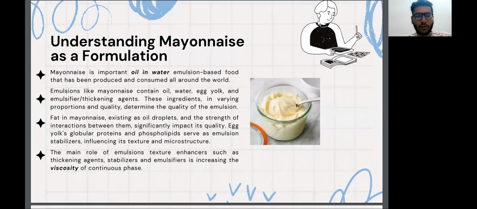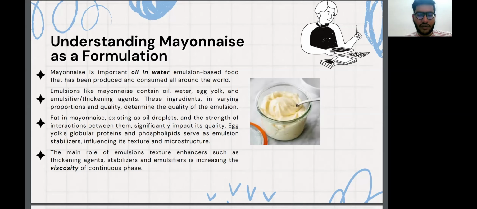Typically, about 65 to 70% of mayo is composed of only vegetable oils, making it a very unhealthy product to use in daily life. The globular proteins and phospholipids present in the egg yolk act as natural stabilizers in the mayonnaise, which increases the viscosity of the continuous phase and helps improve the texture of the formulation.